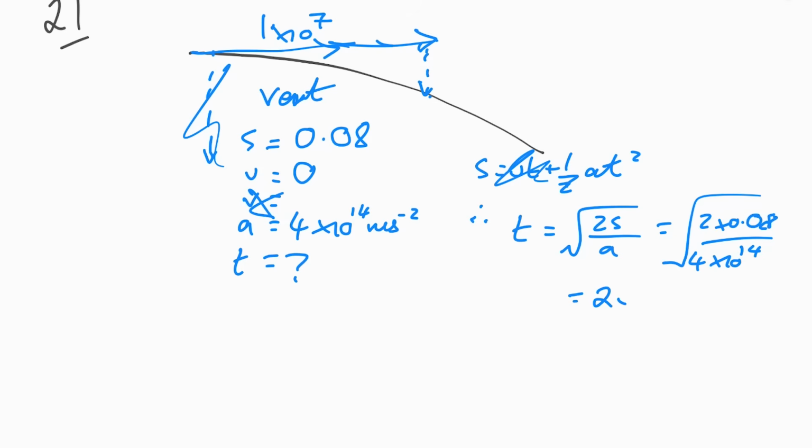And that gives us 2 times 10 to the minus 8 seconds. Cool. And then all we have to do is go for horizontal. So very, very classic question. It could be a ball off a cliff. Just happens to be a particle in a field here.